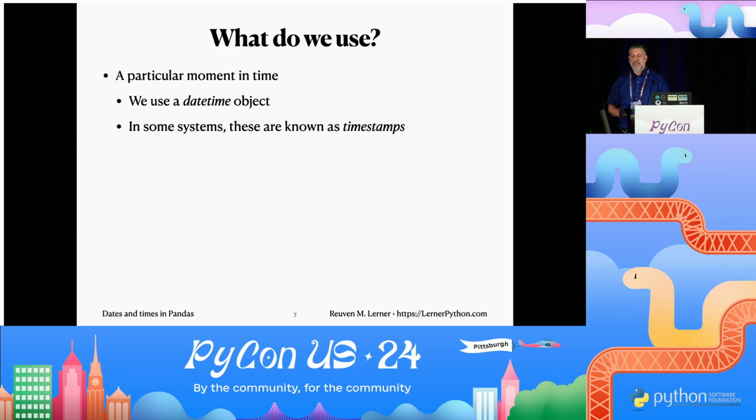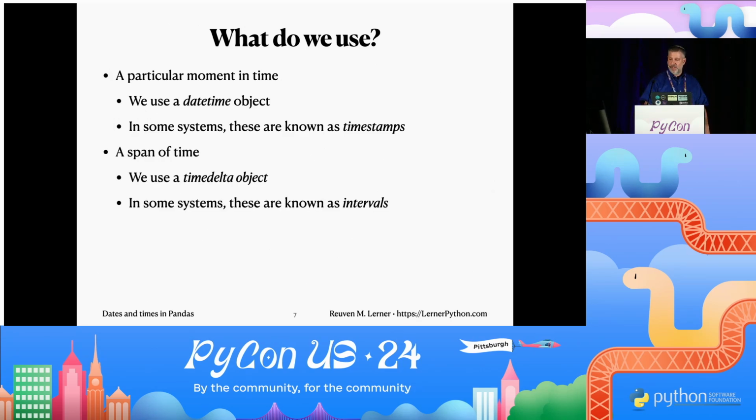Well, we actually can describe a moment in time as a date-time object. That is one specific moment in history or in the future. Sometimes in some systems we call these timestamps. But to describe a length of time, we use something known as a time delta. Sometimes people call these intervals.